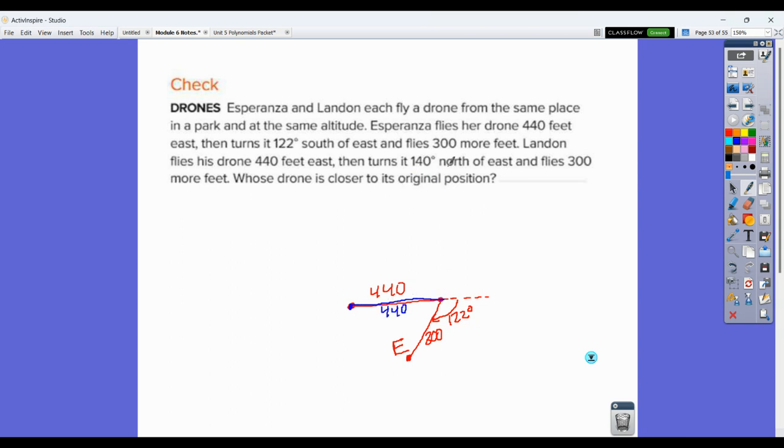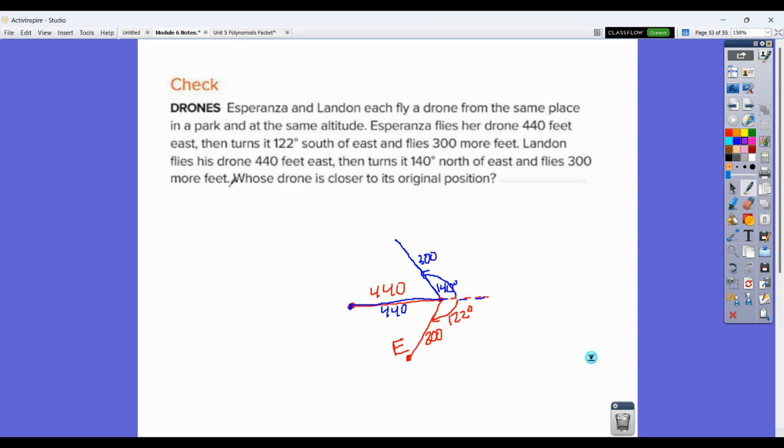Then he turns 140 degrees north of east. So there's my east. North is this way, and I'm going 140 degrees. So I'm going to do something like that. I'm going to go 140 degrees north of east and fly 300 more feet. So this is also 300.